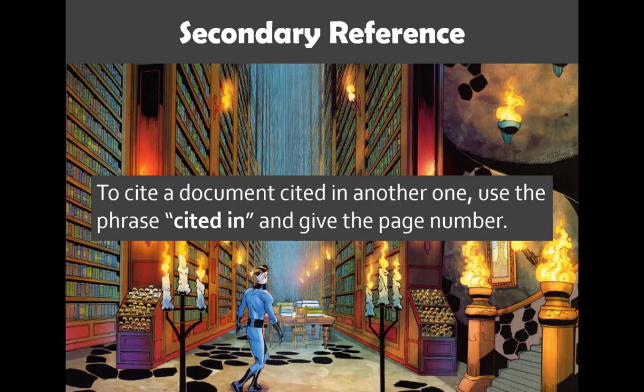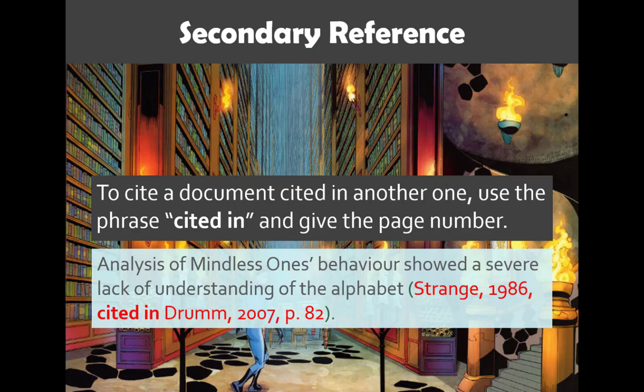A secondary reference is when you reference an author that's been referenced by another author. Therefore, you need to first indicate in your in-text citation the name of the author of the idea you're referring to, followed by the year of publication of the document referred to, followed by the name of the author of the document you're consulting, followed by the year of publication of the document you consulted. However, in your reference list, you will only need to indicate the reference to the document you consulted.